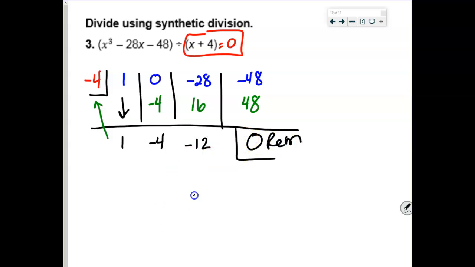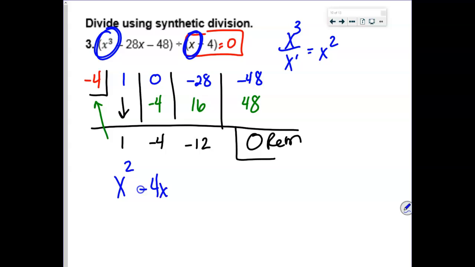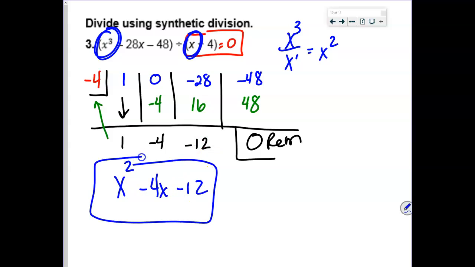So you're still not out of the woods because you have to remember how to write your answer. So your original problem was an x to the 3rd divided by an x to the 1st. So my leading term had better be 1x squared, or I have done something very weird. It is a 1x squared minus a 4x minus a 12 with no remainder, so this is your quotient.